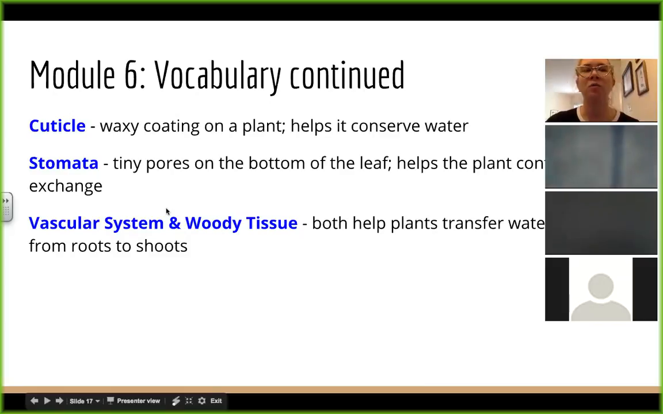We also have the stomata, which is the tiny pores on the bottom of the leaf that help the plant control gas exchange. So, for example, if the plant is not going through photosynthesis, it will close its stomata so that it doesn't lose oxygen, because it needs oxygen as well to do cellular respiration. Or if it's really working hard, it will open all the stomata so gases flood into the leaf and help create that sugar. Right? Then we also have vascular systems and woody tissue, which just help plants transfer water and food from roots to shoots. Think about a tree.